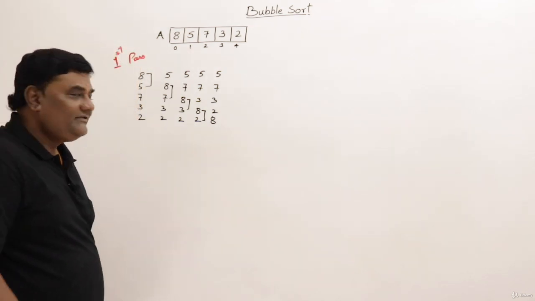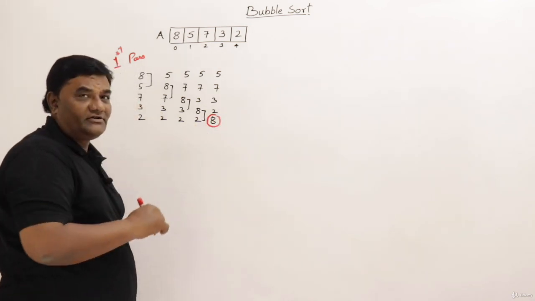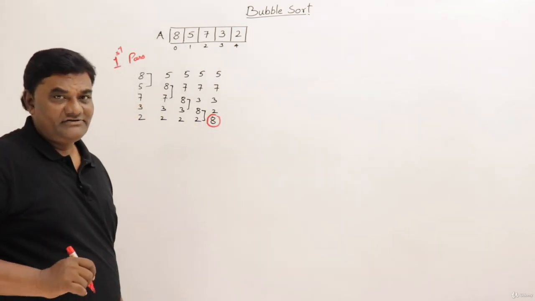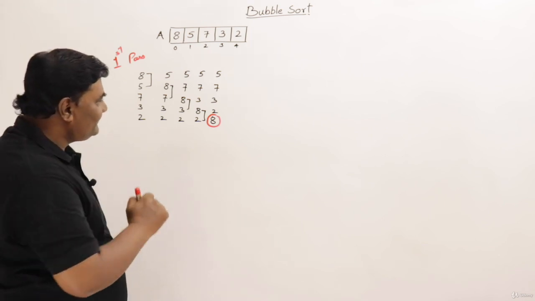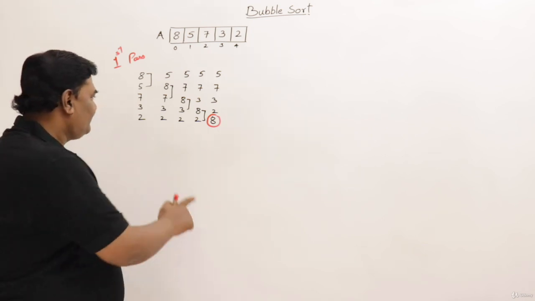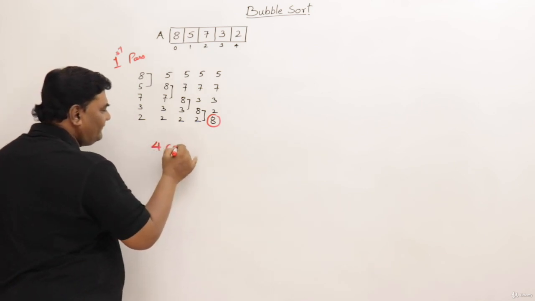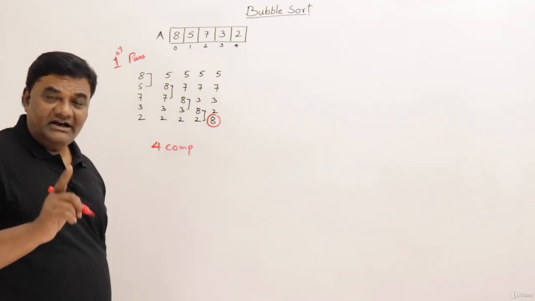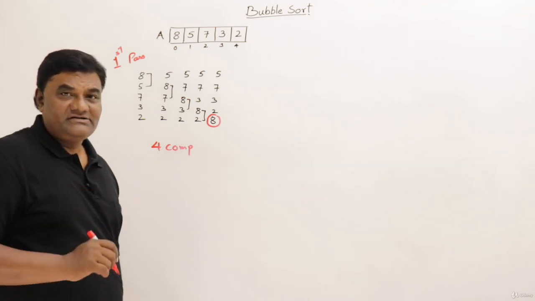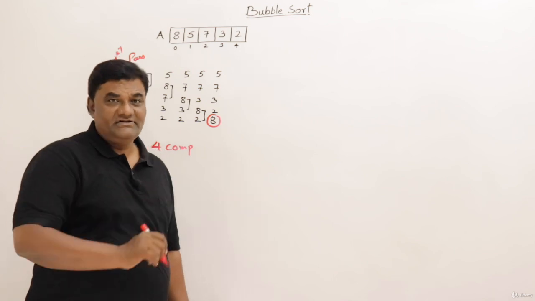What is the result of the first pass? One element is sorted. Which element is sorted? The largest element is sorted. The heaviest element is sorted. That 8 is sorted in the list. So we have done 1, 2, 3, 4 comparisons. So there are 5 elements, so we have performed 4 comparisons. That is, if there are n elements, then we have performed n minus 1 comparisons.